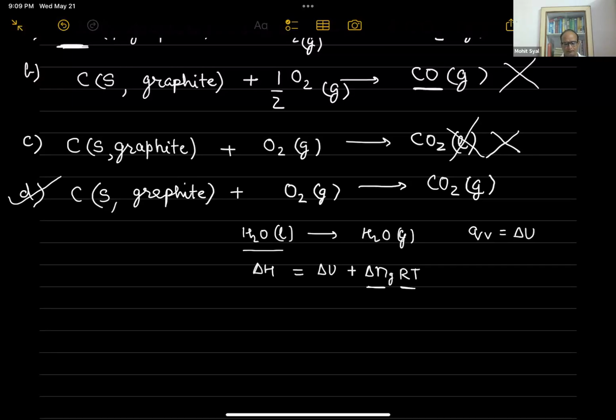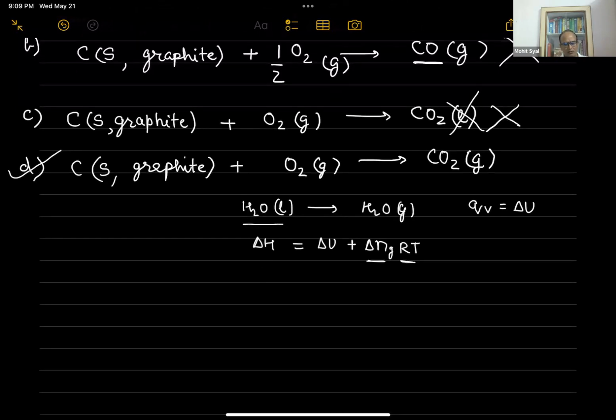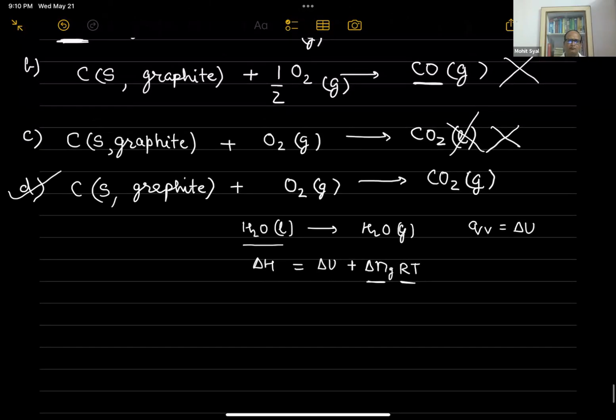Is it clear? I hope. So if any one of the values is given, you can correlate them in this way. I use the formula delta H equals delta U plus P delta V.